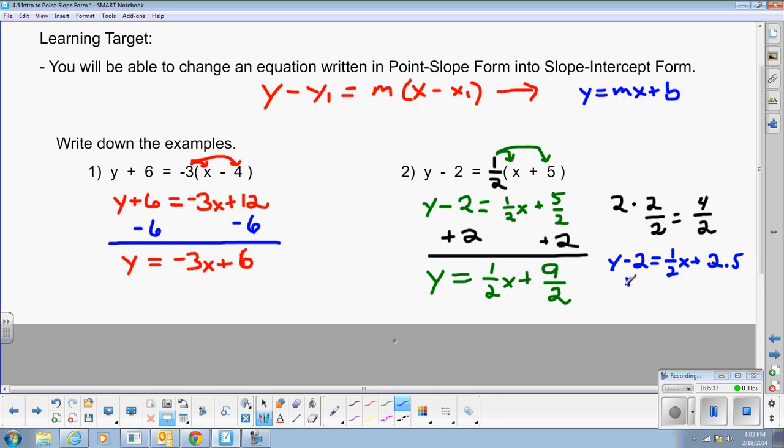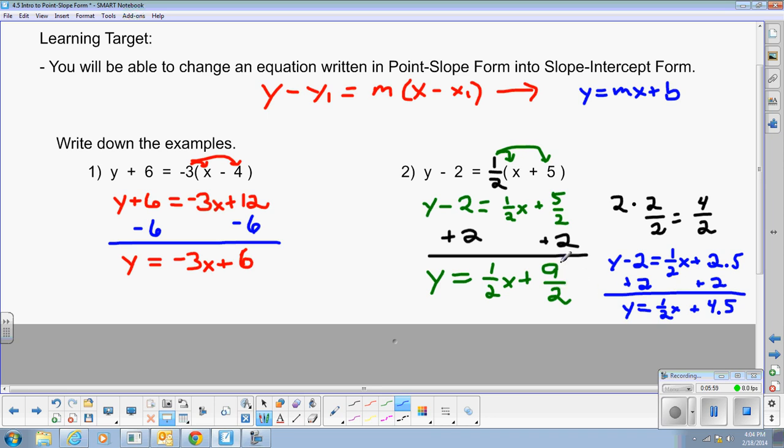And at the next step, then I would add 2, still add 2. And when I do my work, then I'll say y equals 1/2 x plus 4.5. And if you take a calculator and do the 9 divided by 2, you will also get 4.5. Both of these are correct.